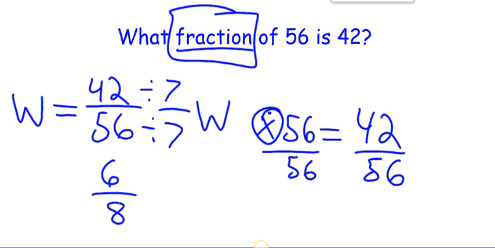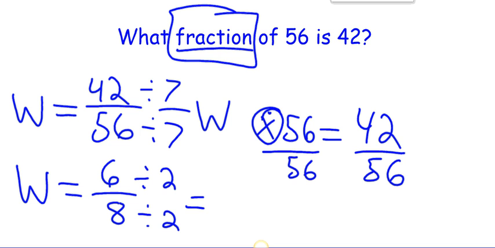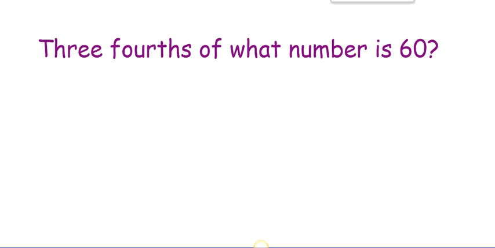And now I'm looking at my numbers, and I'm not done yet because these are both even numbers. So let's divide by 2 and divide by 2 again. And so in the end, I'm going to come away with an answer that W equals 3/4. Wow. 3/4 of 56 is 42. Solved. Moving on.